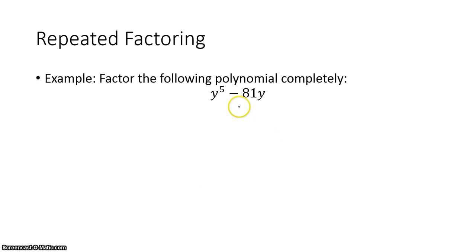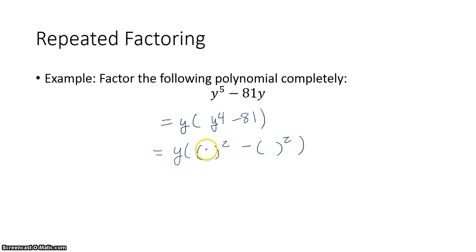Another example: y to the 5th minus 81. Pretty clearly we see that we can factor a GCF of y out. Always start with GCFs, okay? Now we may or may not notice that this is actually a difference of squares. If we're not sure, see if you can write it so it's something squared minus something squared. In order to make that work, I would need a y squared here and a 9 there.